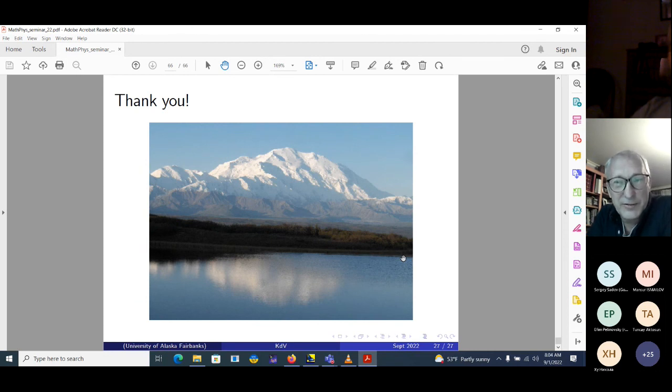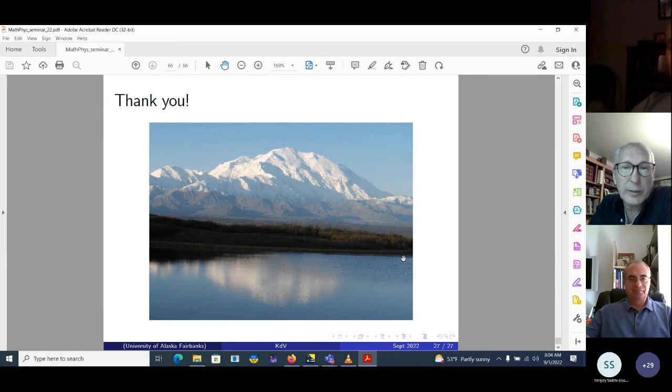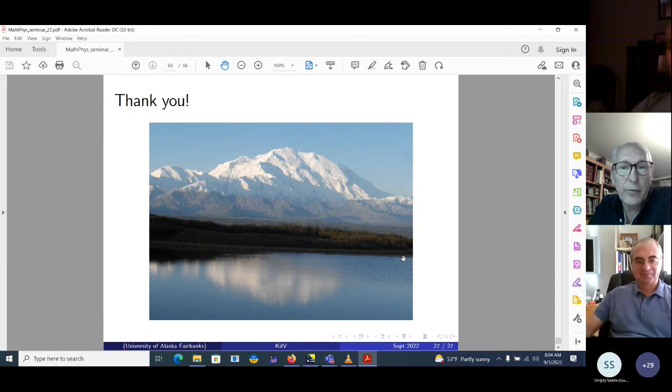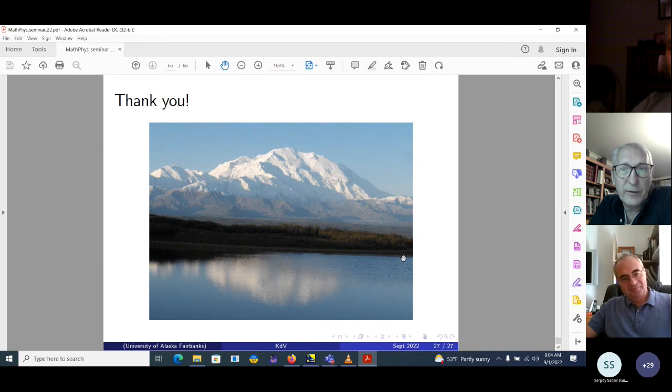This is Denali. It's the tallest peak in North America, over 5,000 meters, and it's kind of our trademark, major tourist attraction.